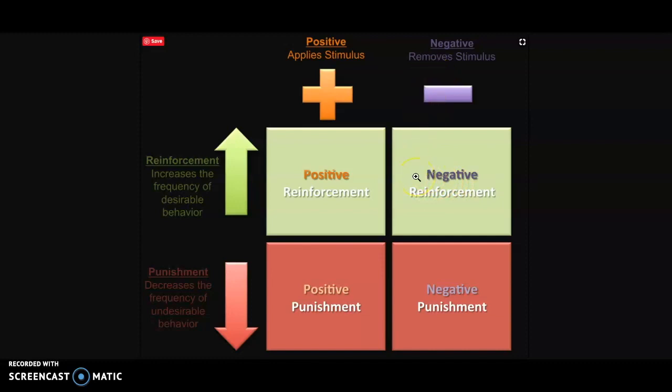So in the example of having a headache, the aversive stimuli is the headache. So what you do is you take an aspirin to remove that headache, and in the future, when you have a headache, you're more prone to take an aspirin more quickly because you know that it removed the headache. So, in negative reinforcement, you're removing something to increase the likelihood of behavior.